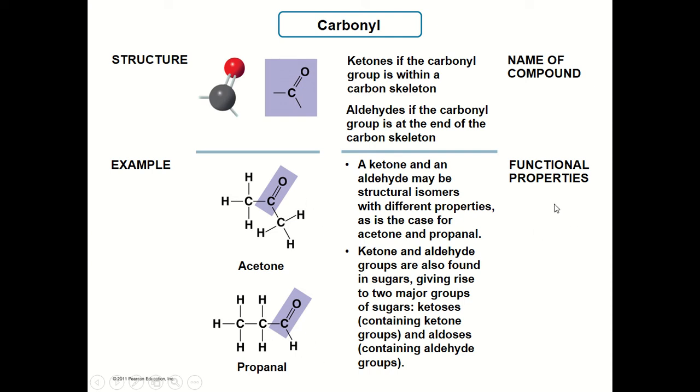So what are the functions of the carbonyl group in ketones and aldehydes? Ketone and aldehyde may be structural isomers. They have different internal arrangements of structure with different properties. Ketone and aldehyde groups are also found in sugars, giving rise to two major groups of sugar. We are going to learn about this later: ketose sugars and aldose sugars.